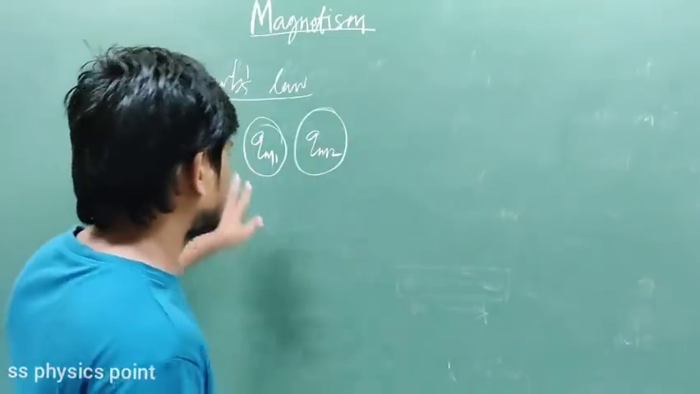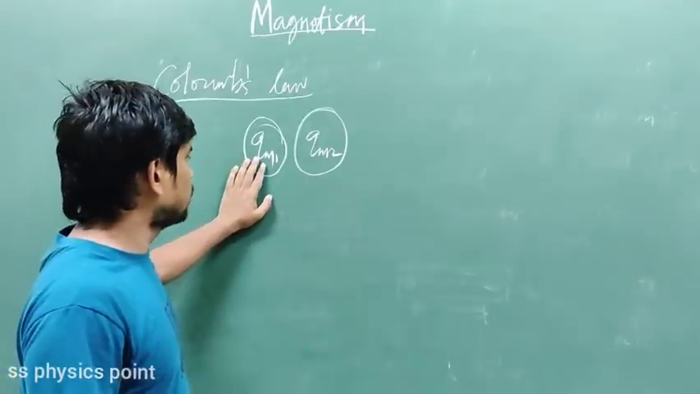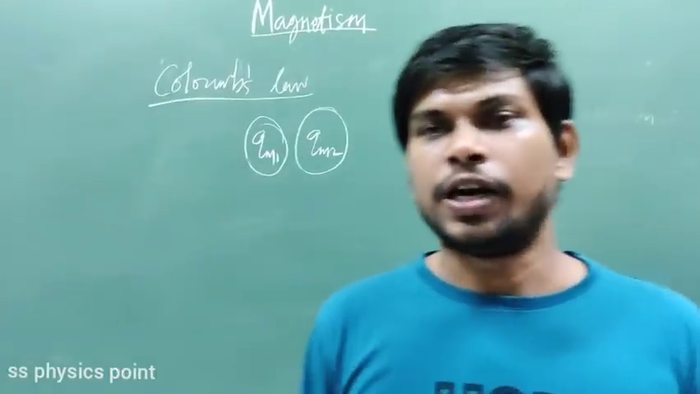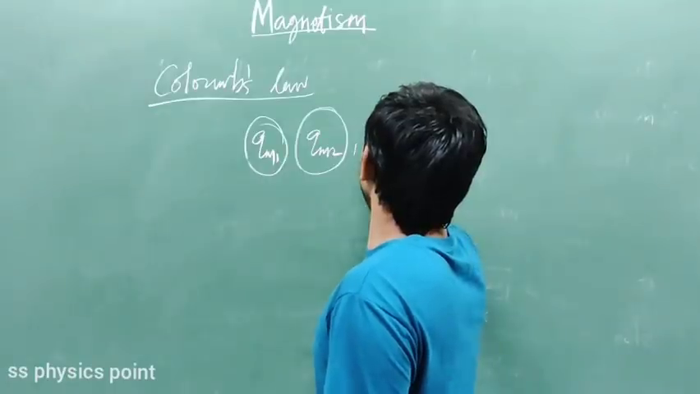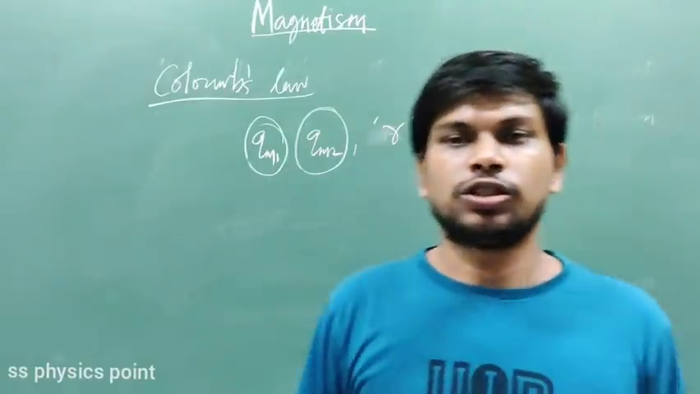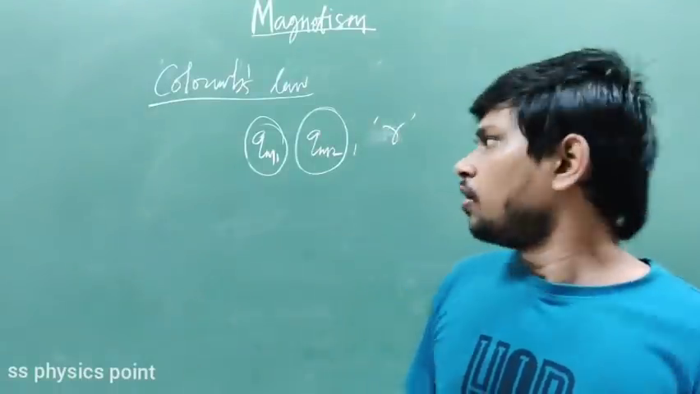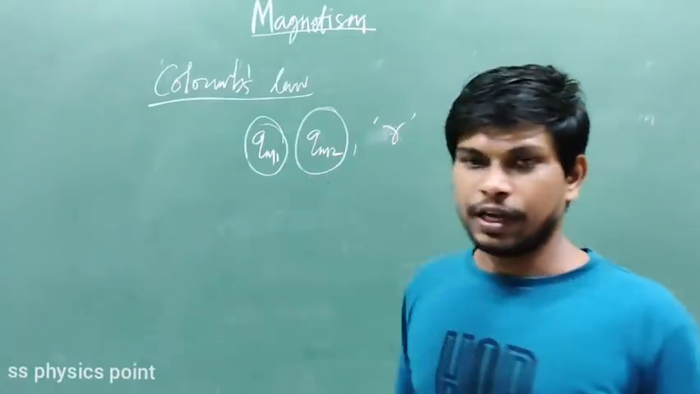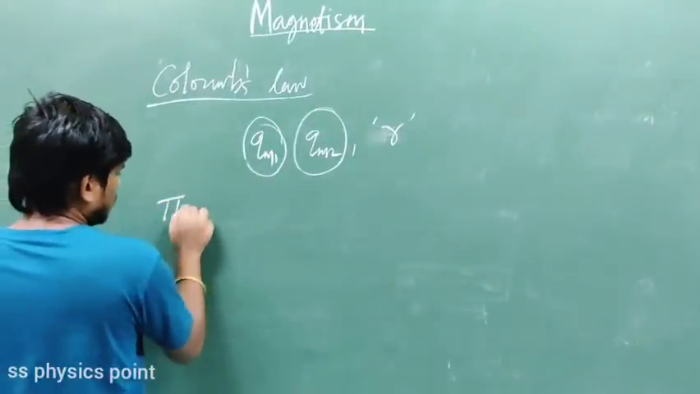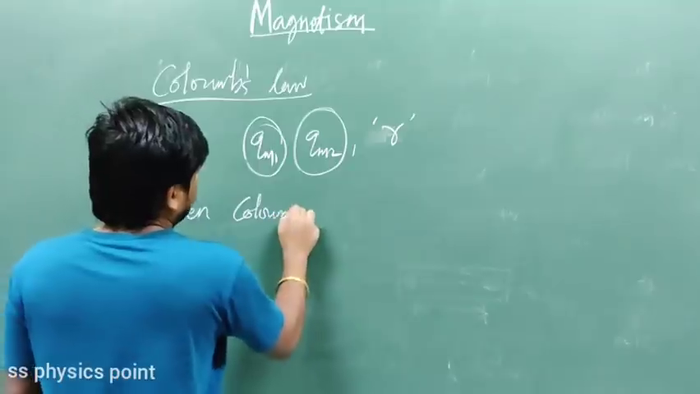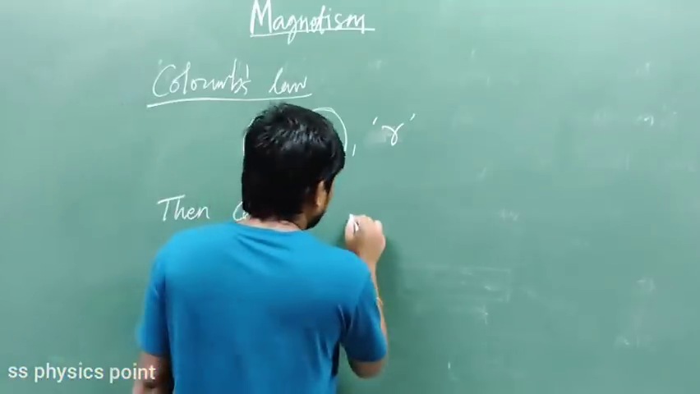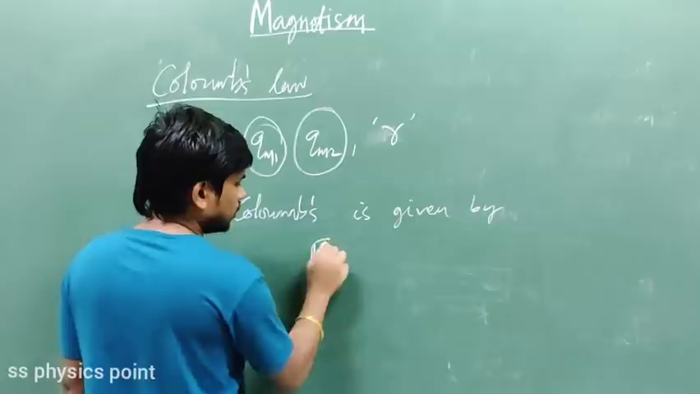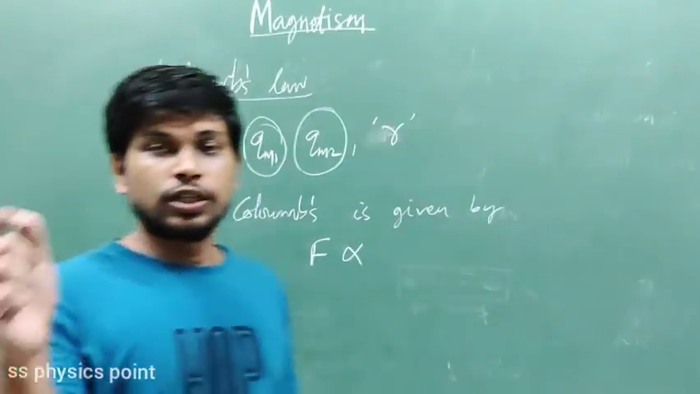I will discuss that one. Having two pole strengths QM1 and QM2 separated by a distance of R. Just write it. Let us consider two magnetic poles of pole strength QM1 and QM2 separated by a distance R. Then Coulomb's law is given by: force is directly proportional.